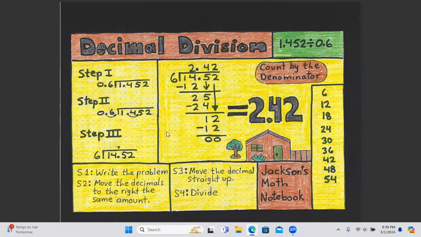This is a good time to kind of take in the information, and you could do that by pausing the video or replaying the video as many times as you need to gain a deeper and more confident understanding of what it means to divide a decimal by a decimal, still counting by the divisor as we see right here.